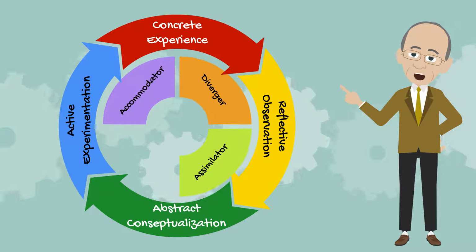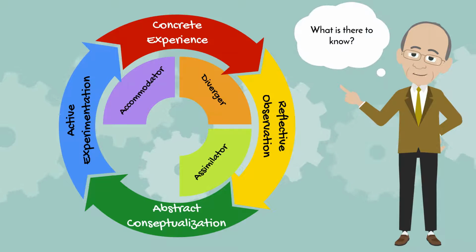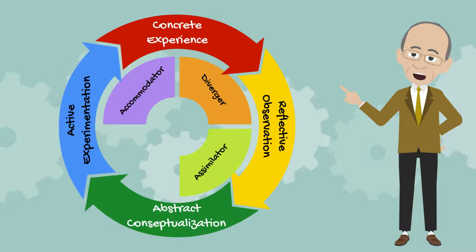The assimilators fall between abstract conceptualization and reflective observer stages. These students are driven to discover the answer to the question, "What is there to know?" They value accurate, well-organized information delivery, and they value the expert's knowledge. They aren't that comfortable randomly exploring a system, and they like to get the right answer to the problem.